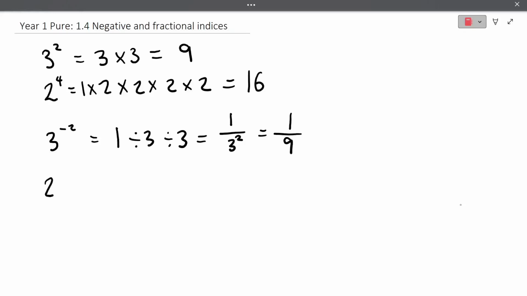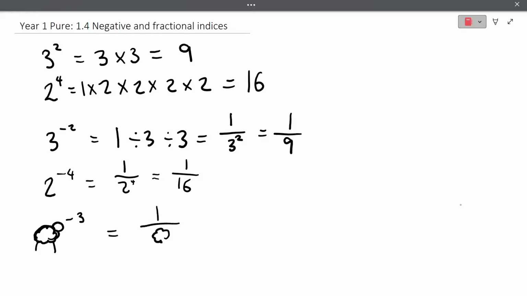If we have 2 with a minus 4, that's 1 over 2 to the power of 4, which is 1 over 16. And if I had, let's go for sheep, we don't have sheep. Oh, that's a really awful sheep. The power of minus 3, well, that's just the same as 1 over sheep to the power of 3.